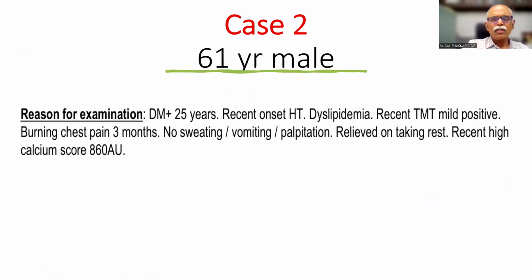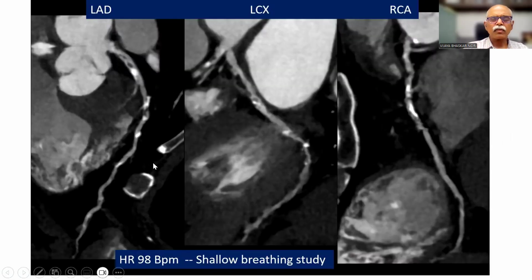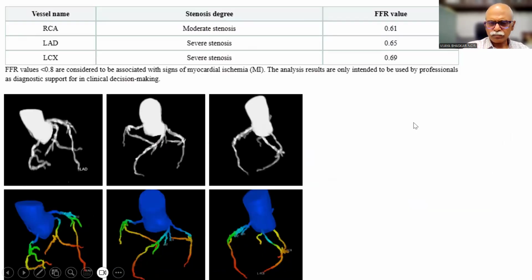Now, case 2, 61-year-old male, diabetes for 25 years, recent onset hypertension, dyslipidemia, TMT mild positive, burning chest pain for 3 months, calcium score is 860 Agatston units. When you do a CT angiogram, you can see that there is triple vessel disease. In mid-LAD, there is a tight lesion. Circumflex has a borderline lesion in the proximal circumflex. In proximal RCA also, there is a moderate stenosis.